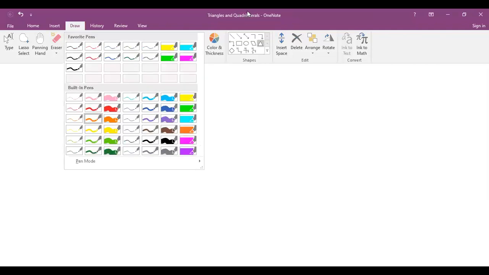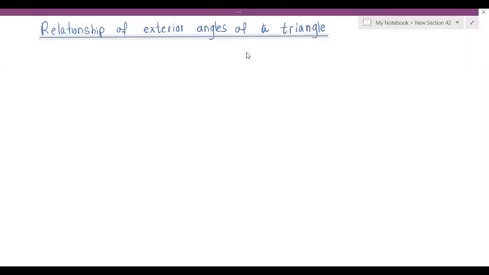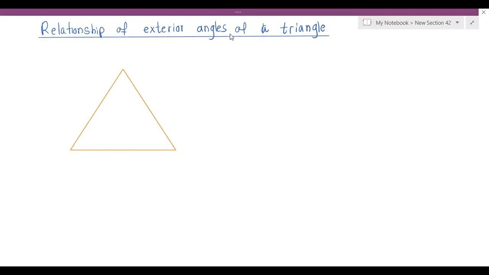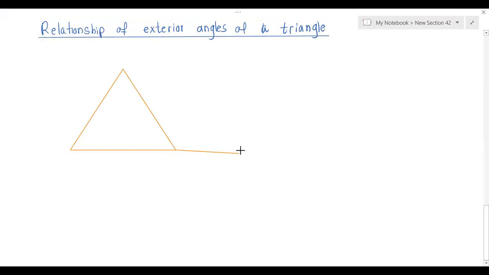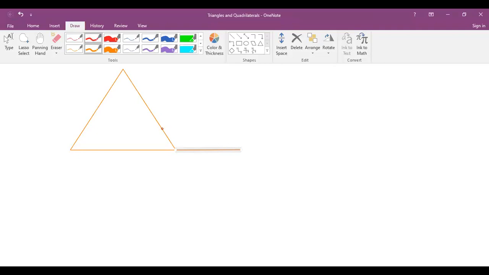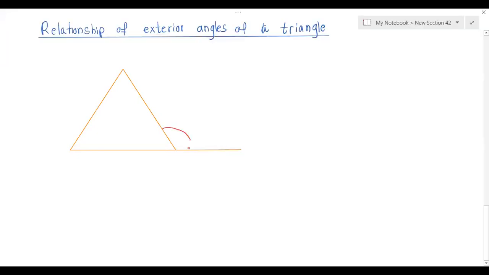When we consider a triangle, how do exterior angles form? Look, exterior angles are formed by producing one side of a triangle up to a particular point. Look at here. Now the exterior angle is formed in between the produced side and a side of the triangle.